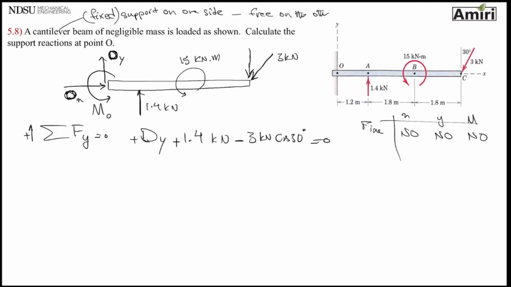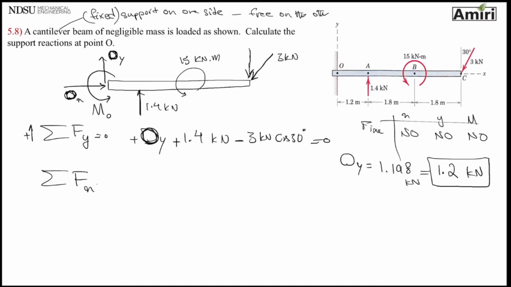Sorry about that. So I'm going to get OY of 1.198, or if I want to use 3 sig figs, it's 1.2 kilonewton for point OY. Okay. The other one, summation of forces in x direction being 0.